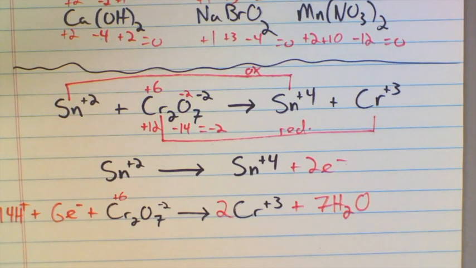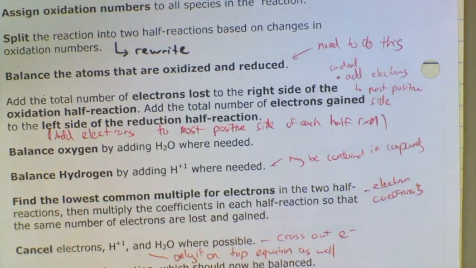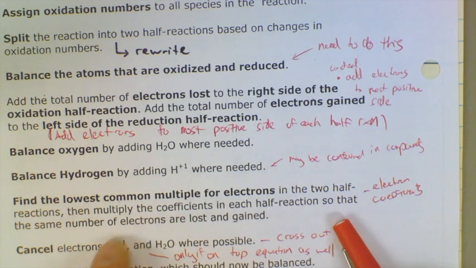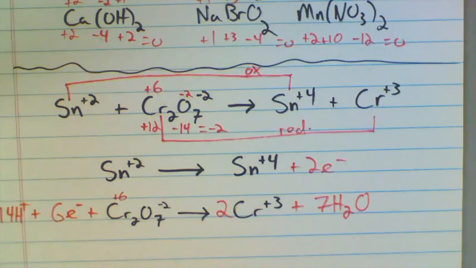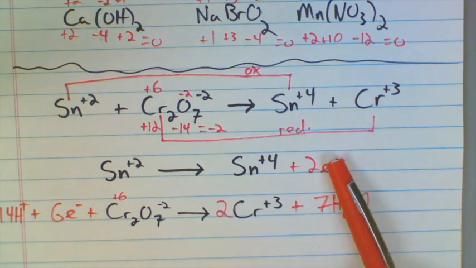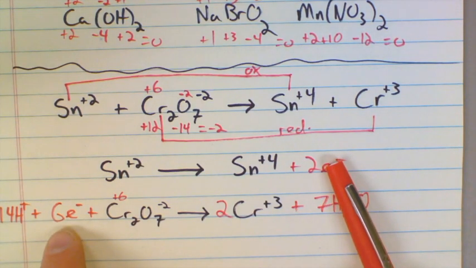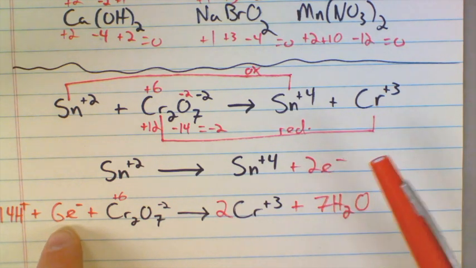Okay, which now is going to take us to step 7. Step 7 states, find the lowest common multiple for electrons in the 2 half reactions. They must multiply the coefficients in each half reaction so the same number of electrons are lost and gained. Basically, right now we're balancing electrons by using the least common multiple. So we got 2 electrons here, 6 electrons here. What do you think we got to do?